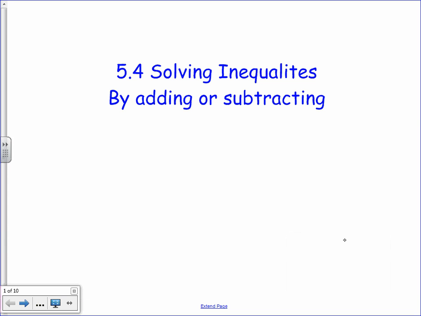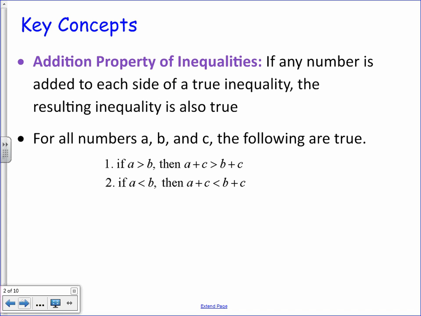Alright, this is chapter 5.4, Solving Inequalities, and we're going to solve them first by adding or subtracting. So here is the key concept for the addition property of inequalities. If you could get this copied into your notes, and then replay me for the explanation.